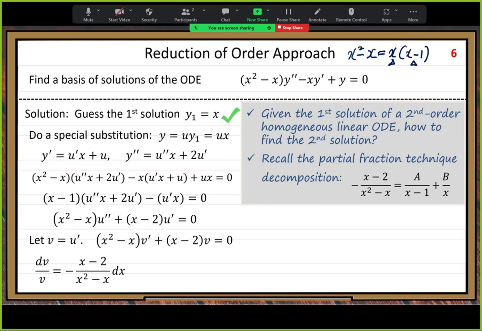You have to multiply by the common denominator so you can cancel. Yeah, right. Multiply the common denominator. Remove the denominator. All right. So here is the idea.